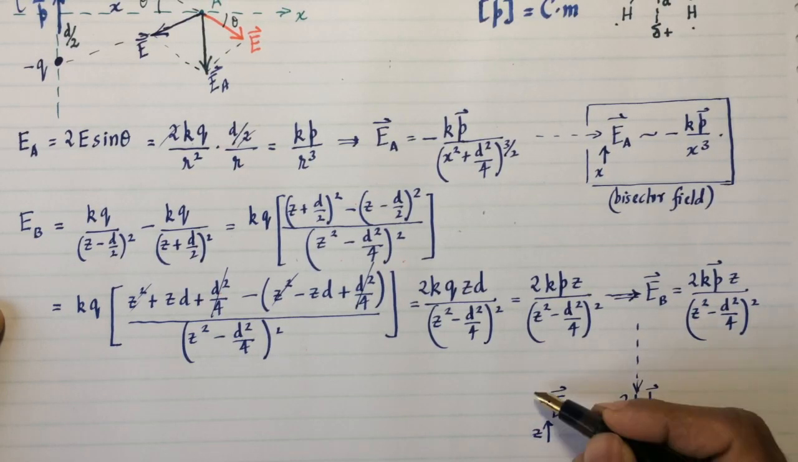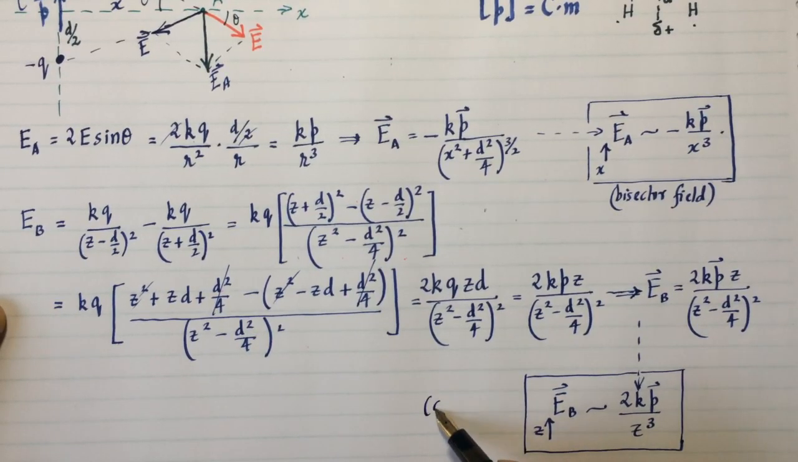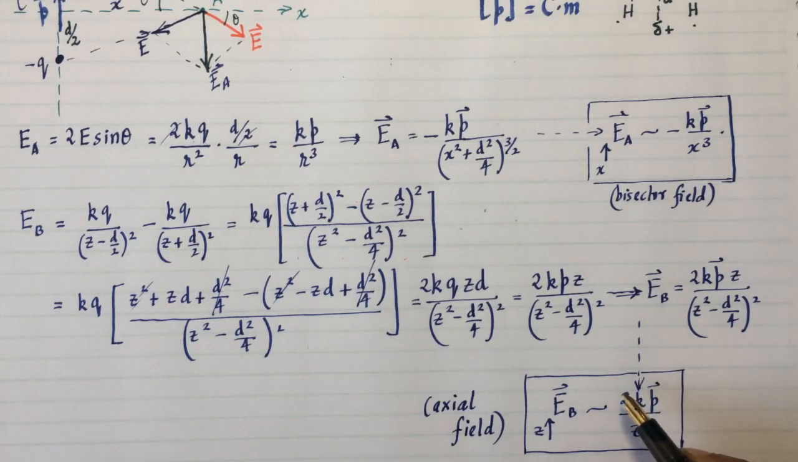Right here, you have this amazing result that the asymptotic electric field, the axial field, is twice the magnitude of the bisector field. Now, if you think about radio and broadcasting signals, the intensity is proportional to the square of the electric field. So the intensity is actually going to be 4 times bigger. You're going to get a 4 times better reception axially than if you had a perpendicular bisector.